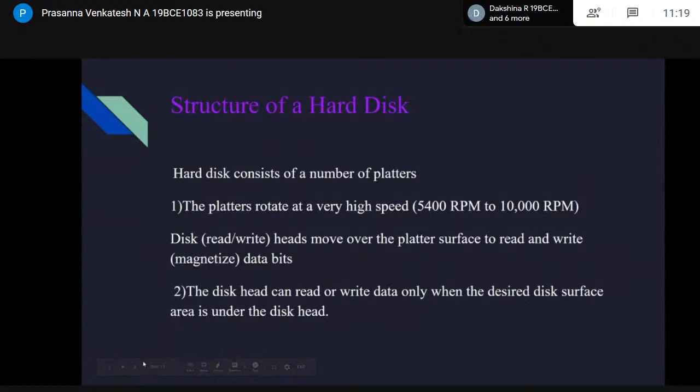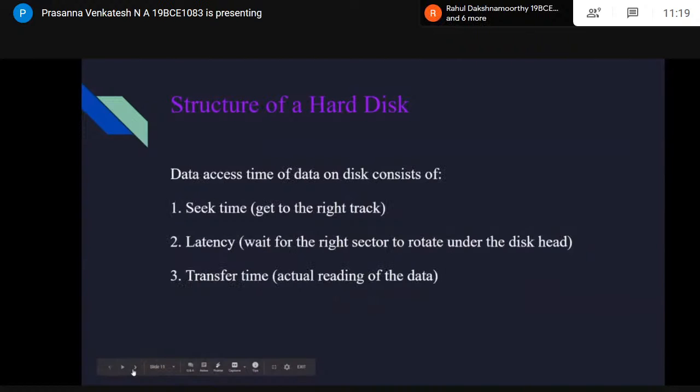The platters can rotate at a very high speed, like 5,400 revolutions per minute to 10,000 revolutions per minute. The disk head can move over the platter surface for reading or writing the data bits. The disk head can only read or write the data when it is on the desired disk surface area. Can you move next?